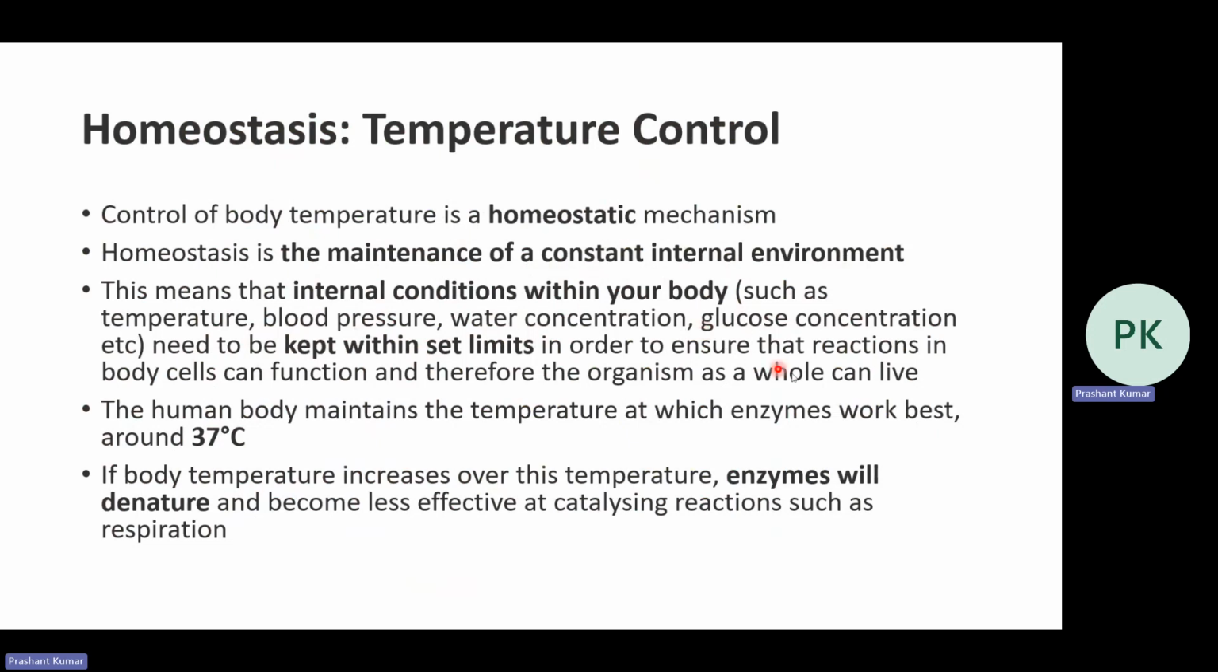So in order to ensure that reactions in the cell can function and therefore the organism as a whole can live, the human body maintains the temperature at 37 degrees Celsius, and this temperature is the best temperature at which enzymes work. If the temperature changes beyond 37, enzymes get denatured. Now they are not active. They are not active to do the work.